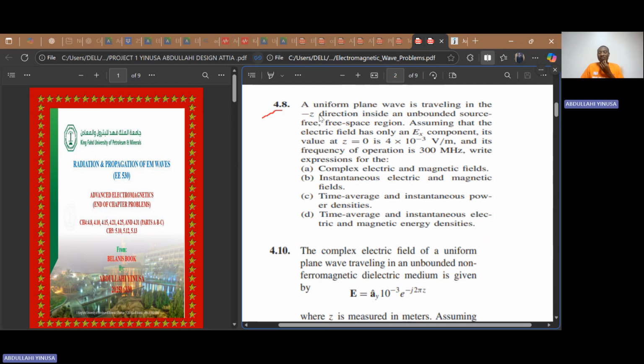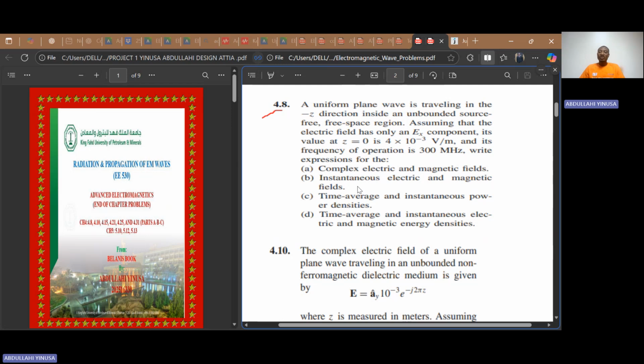However, because of the presence of the minus, we are going to have minus a_y as the unit vector of our magnetic field. You just multiply the two and you arrive at the H. Then don't forget the unit. The unit for magnetic field is ampere per meter.